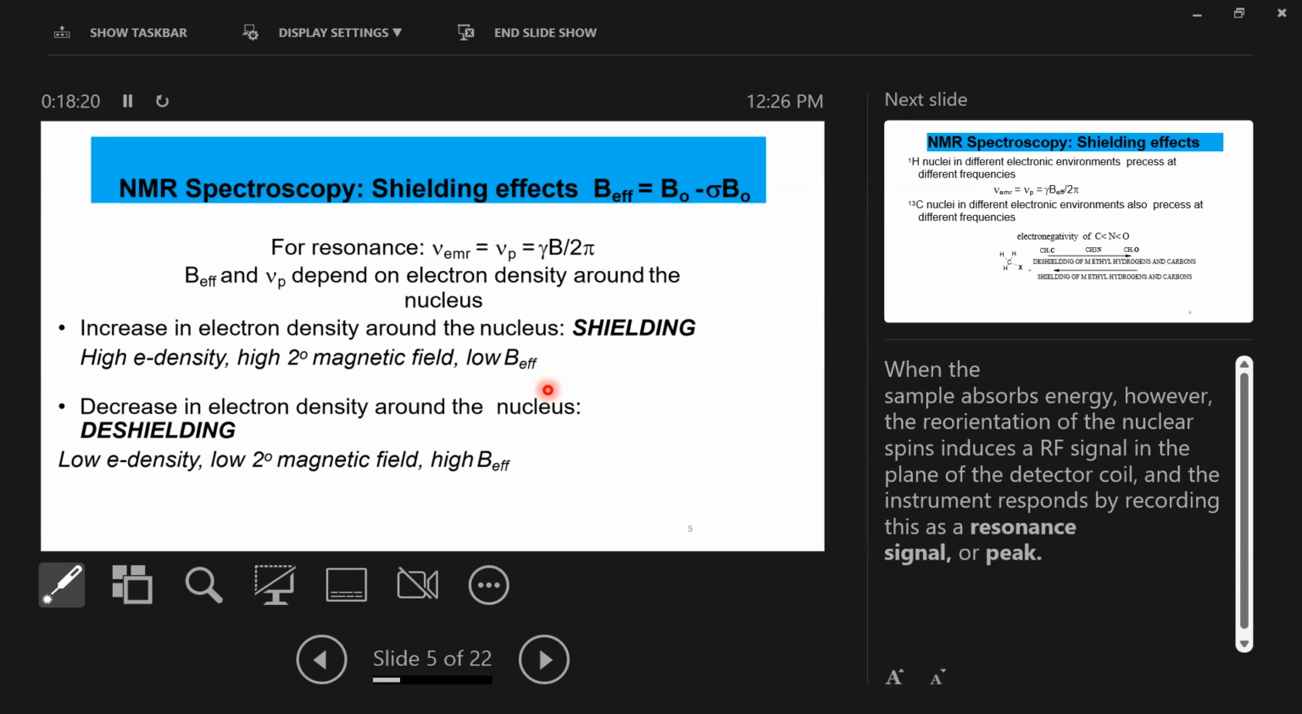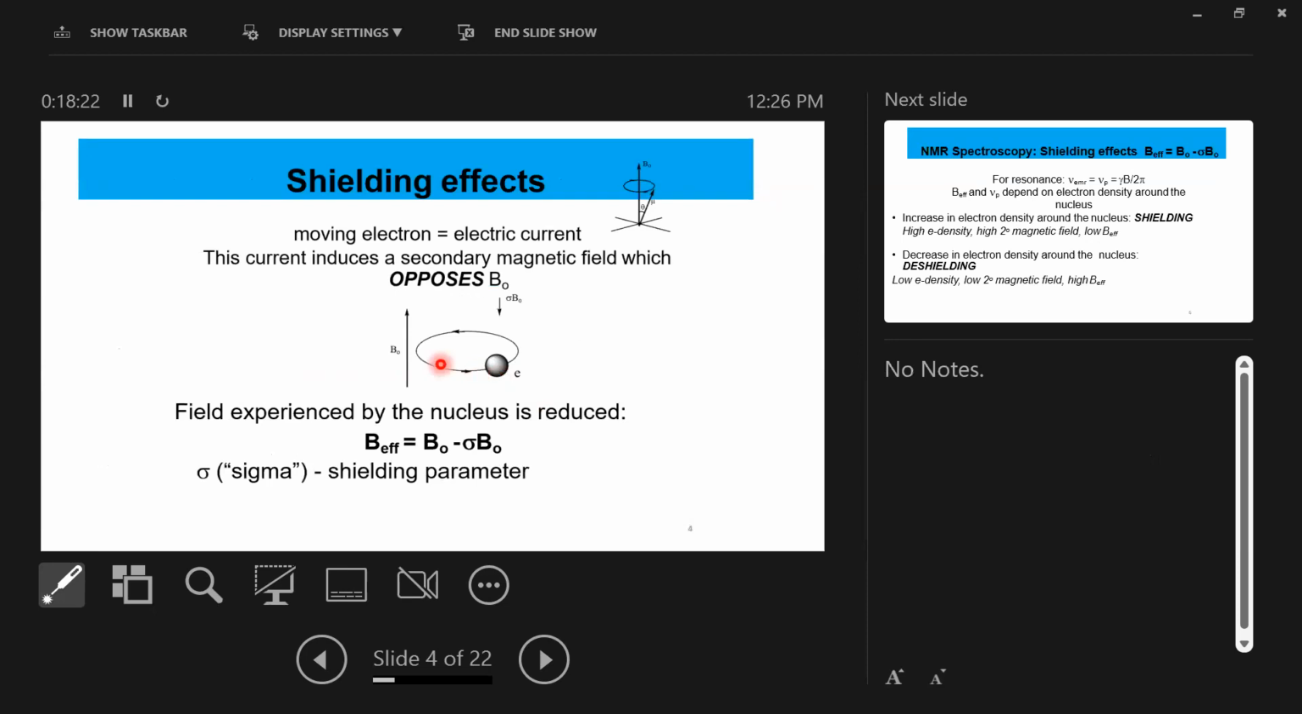Right. Because if you have a secondary magnetic field, it can either oppose it or reinforce it, can't it? All right. If you now take away that electron density from the nuclei, wouldn't there be less to oppose it? So it won't be shielded, but more de-shielded. Okay, right. If it's pulling the electron density away, that means it's less shielded. It's going to be more de-shielded.